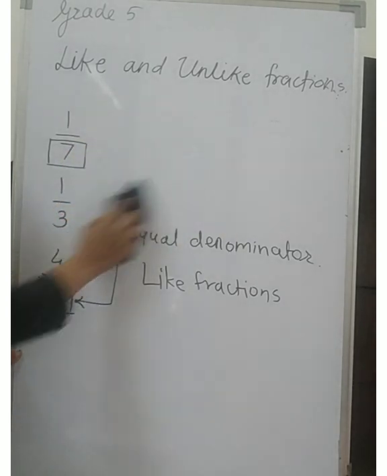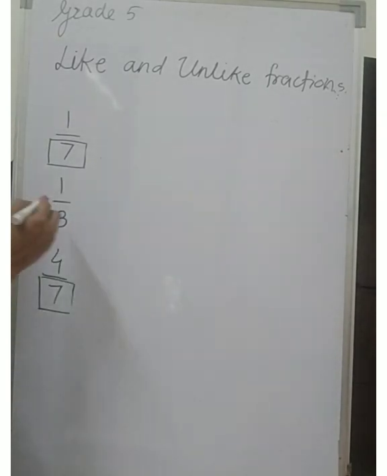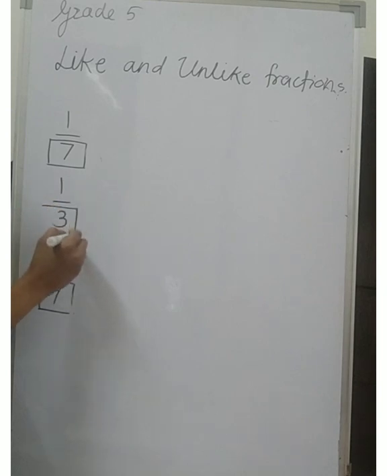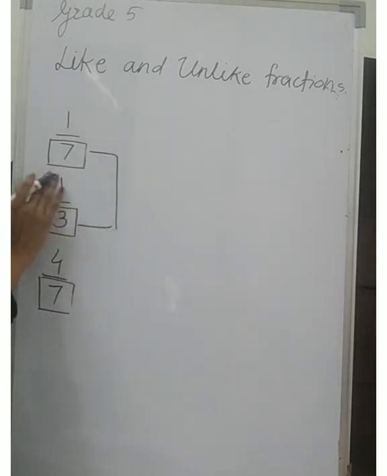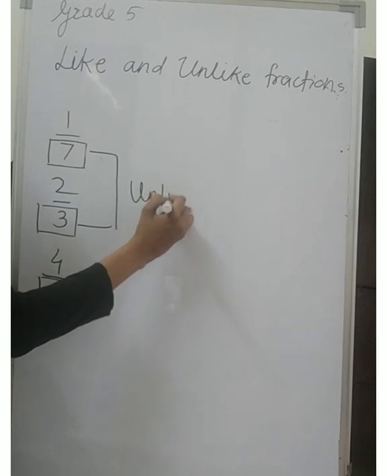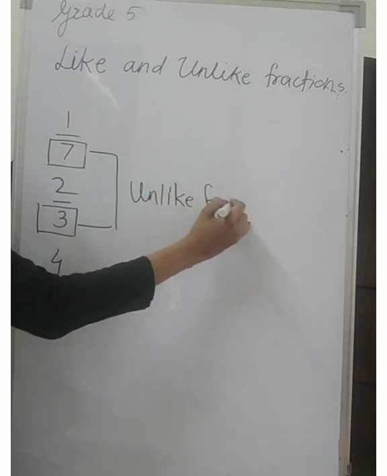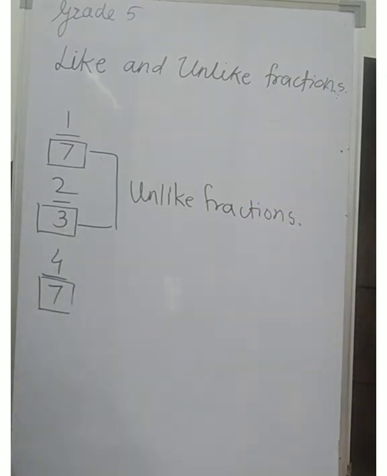Now when we talk about the first two numbers, 1 upon 7 and 1 upon 3, their denominators are different. Suppose this is 2 by 3. Okay, so their denominators are different, so I am going to call them unlike fractions. You have understood what are like fractions and what are unlike fractions?